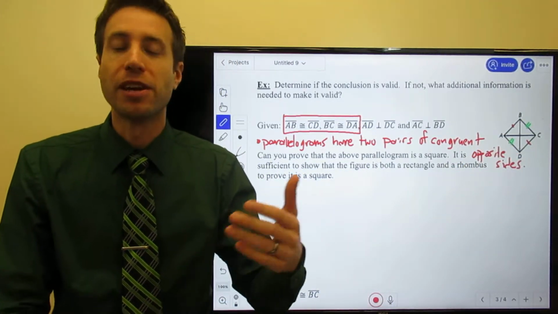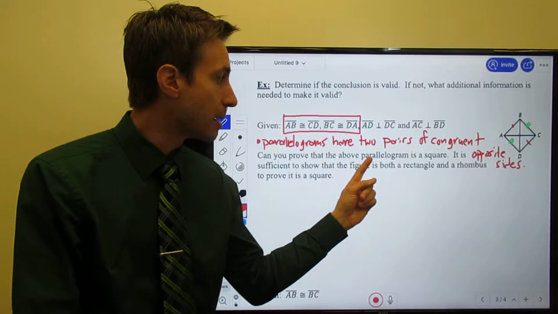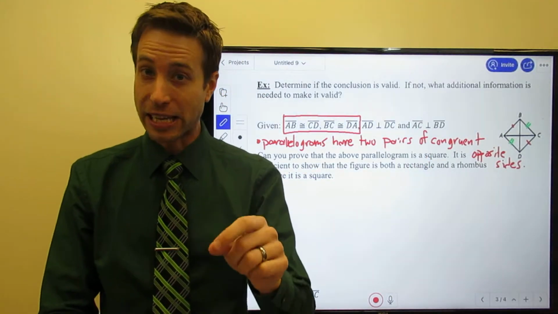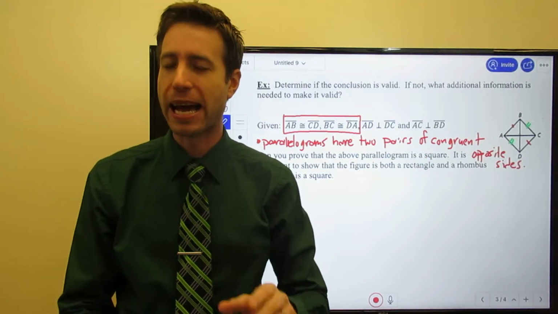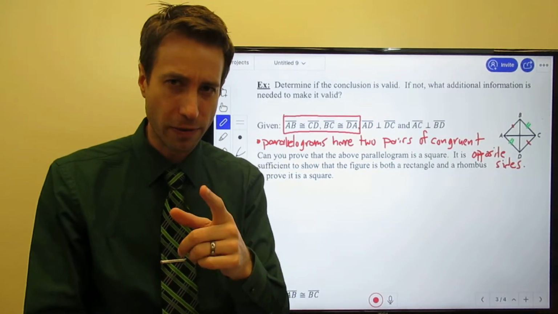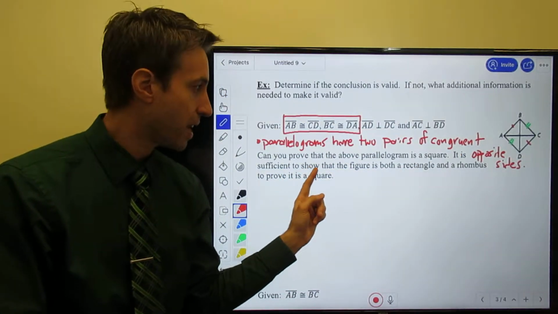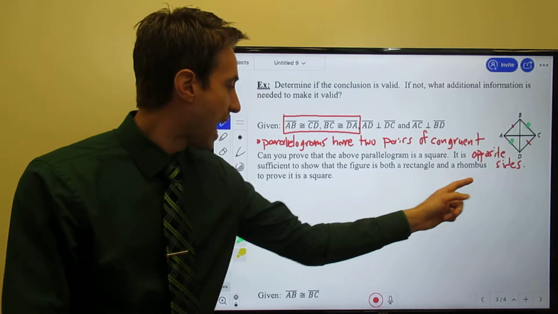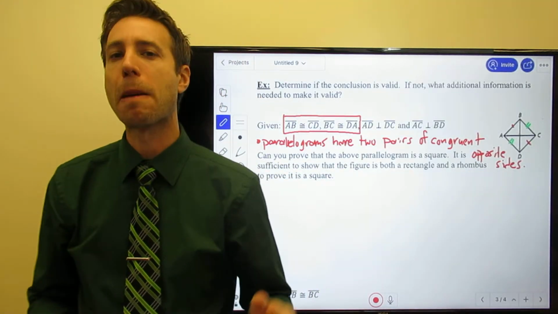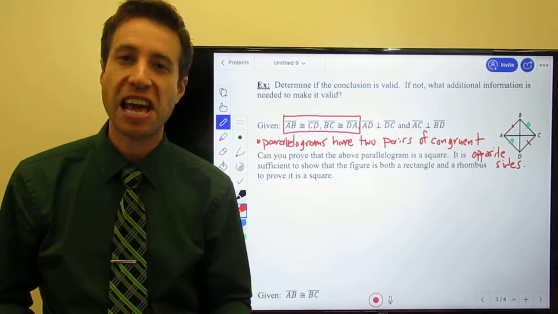Okay, great. Now what? Well, can you prove? All right, can I prove that the above parallelogram right there is a square? Okay, interesting. We haven't talked about squares yet. Well, remember we talked about squares in the previous section, so we're going to remind you of a few things here, but let's finish the question. It is sufficient to show that the figure is both a rectangle and a rhombus in order to prove that it's a square. Now, hopefully you remember that from the previous section where we talked about rectangles, rhombuses, and squares.